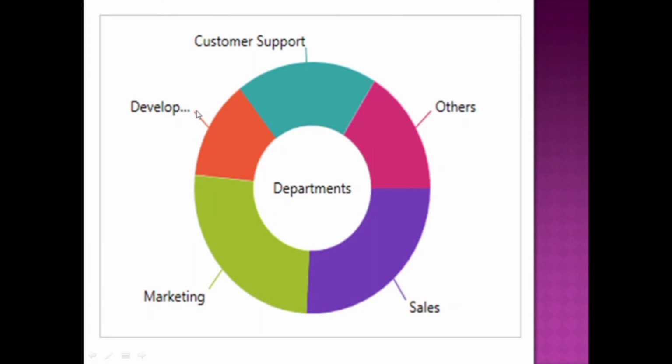Here the categorization can be done: development can be represented by the orange color, and by using the purple color, customer support can be represented. This one is the whole department. That whole department can be categorized further into sales department, marketing department, development and customer support.